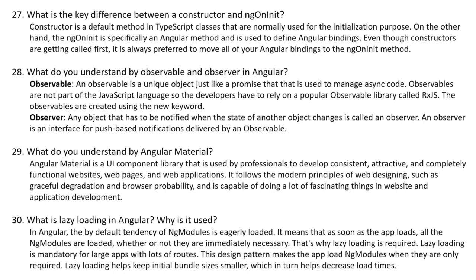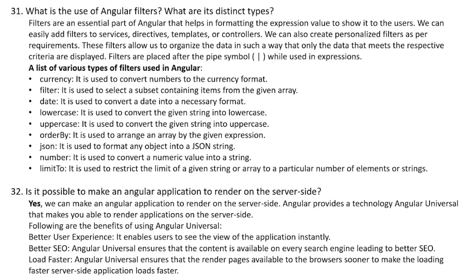Question 31. What is the use of Angular filters? What are its distinct types? Answer. Filters are an essential part of Angular that helps in formatting the expression value to show it to the users. We can easily add filters to services, directives, templates, or controllers. We can also create personalized filters as per requirements. These filters allow us to organize the data in such a way that only the data that meets the respective criteria are displayed. Filters are placed after the pipe symbol while used in expressions.